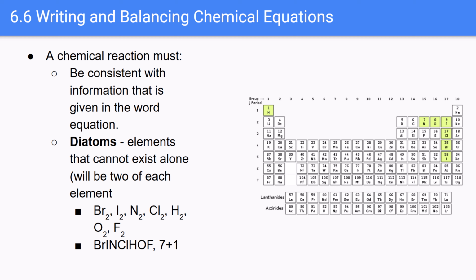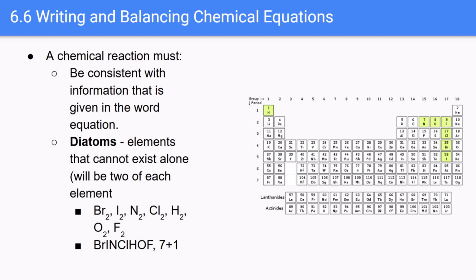In some instances, I refer to them as Brinkelhoff. It's just an easy little acronym for me to be able to remember what they are. Or in addition, you can also use the 7+1 method in the fact that they represent a 7 on the periodic table, and then +1 is indicative of the hydrogen that is on the left side of the periodic table. These are all of your diatoms. These are your only diatoms that are found on the periodic table. And again, these are based off of when they're by themselves.